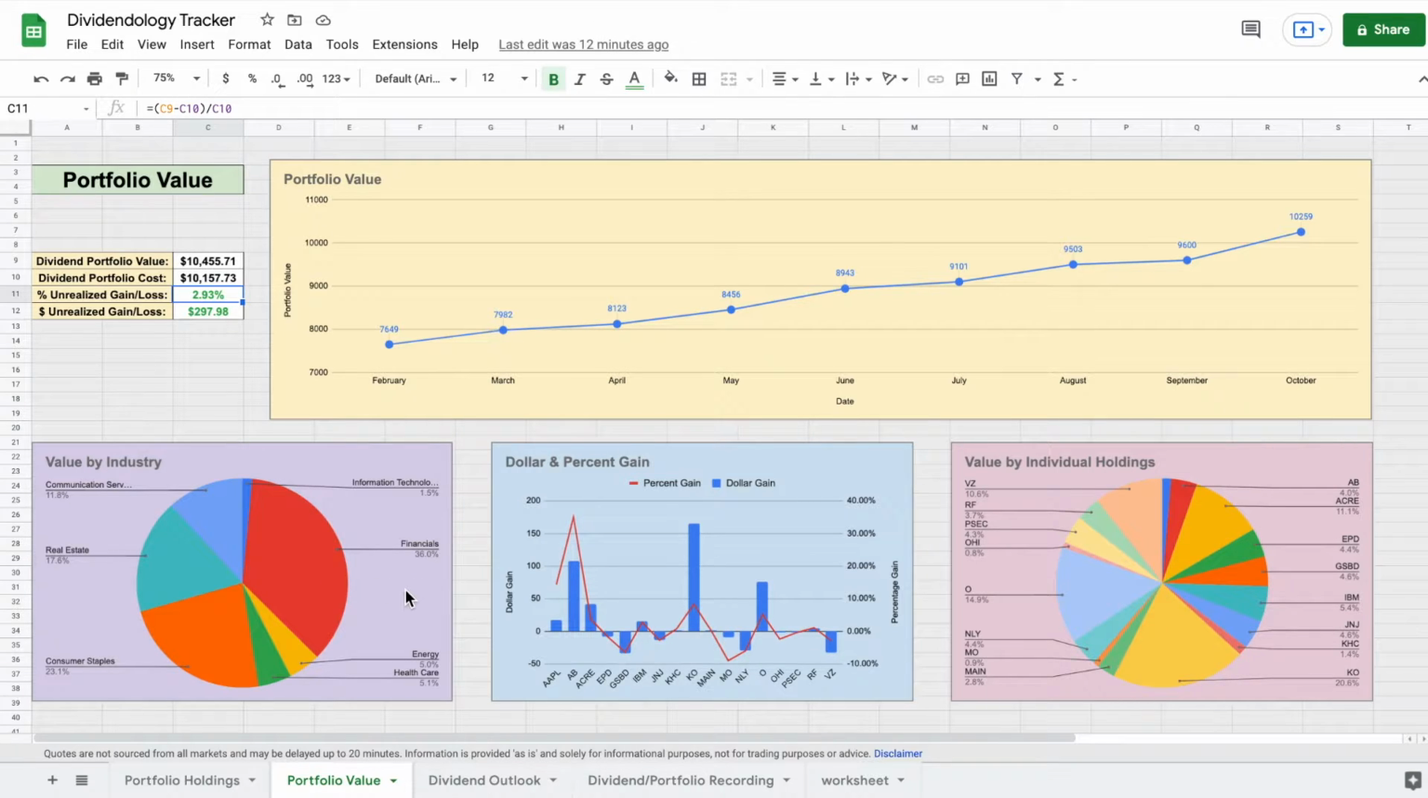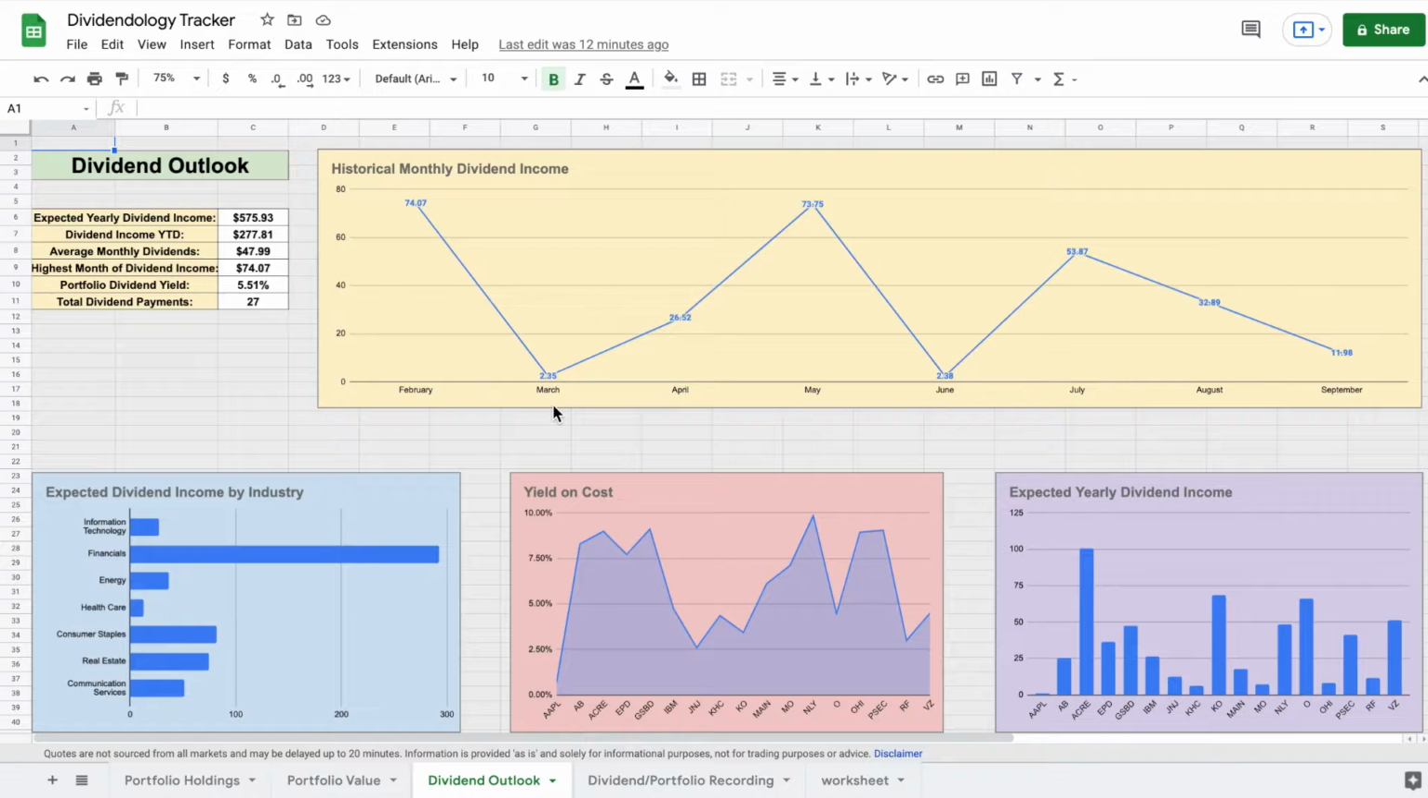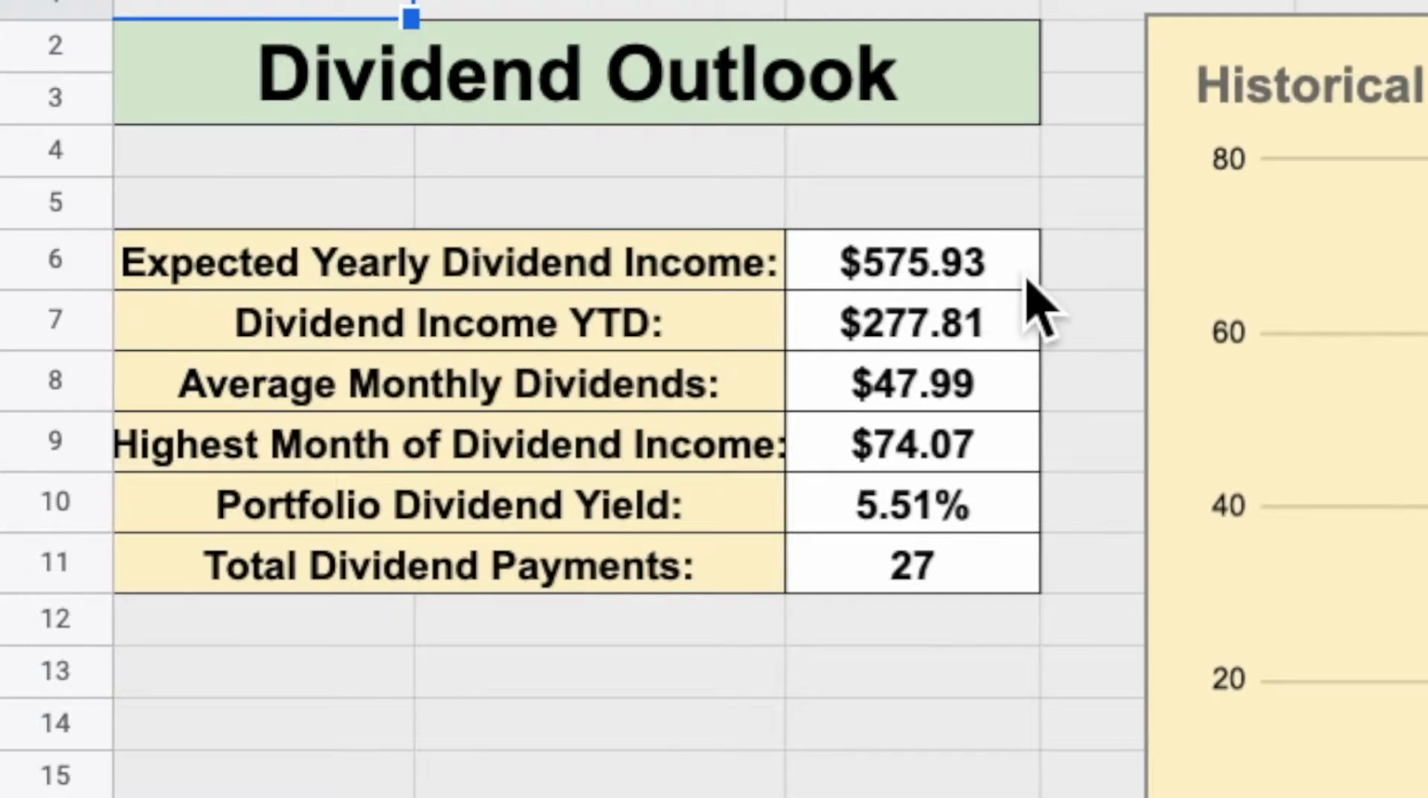Okay, so let's go ahead and jump to the part that we've all been waiting to see, which is my Dividend Outlook tab. You can see there is a lot to take in here, but let's start over here at the top left. Based on my current portfolio holdings, I have an expected yearly dividend income of $575, which I think is a really great start to my dividend journey.